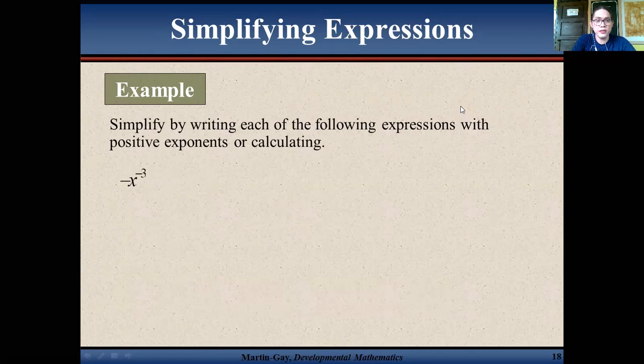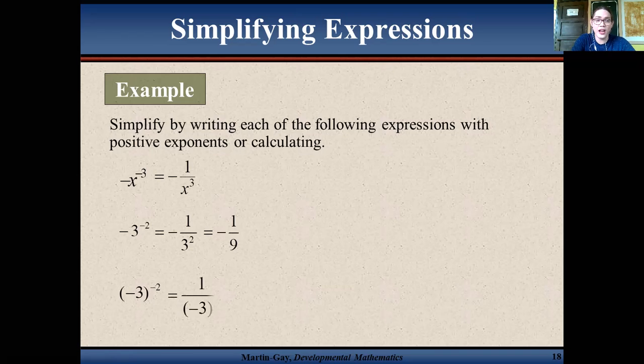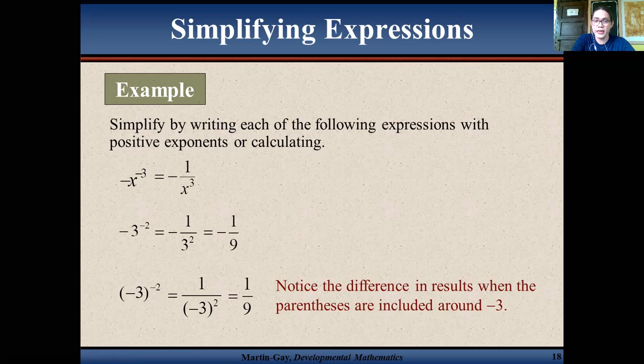So another example. That gives you negative 1 times 3 cubed, as I mentioned a while ago. So this one gives you negative 1 over 3 squared, which is equal to negative 1 over 9. For this one, since the negative is inside the parentheses, the whole expression will be brought to the denominator, or will get its reciprocal. That's why we have 1 over negative 3 quantity squared, which gives you 1 over 9. So notice the difference in results when the parentheses are included around negative 3, right?